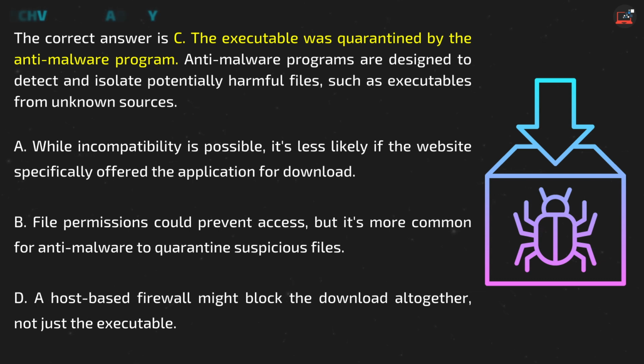A. While incompatibility is possible, it's less likely if the website specifically offered the application for download. B. File permissions could prevent access, but it's more common for anti-malware to quarantine suspicious files. D. A host-based firewall might block the download altogether, not just the executable.